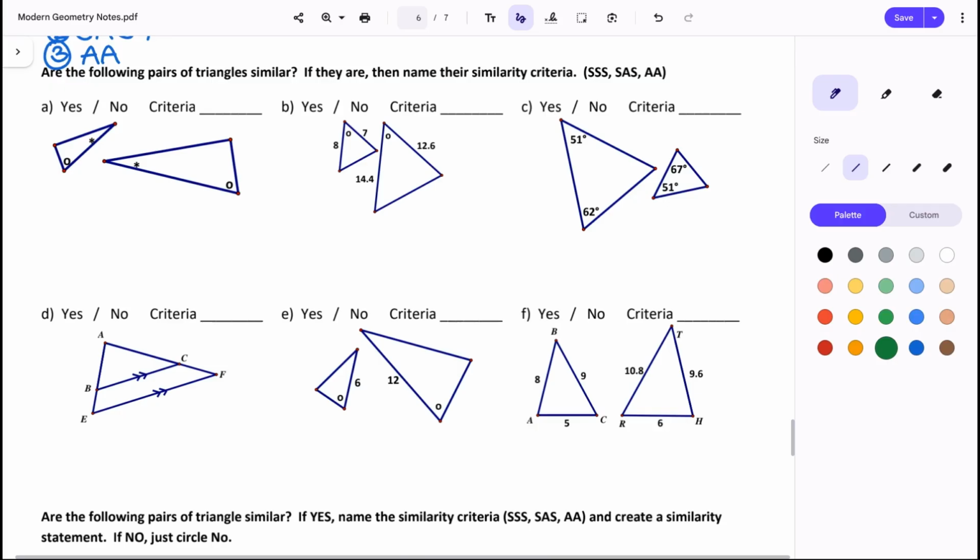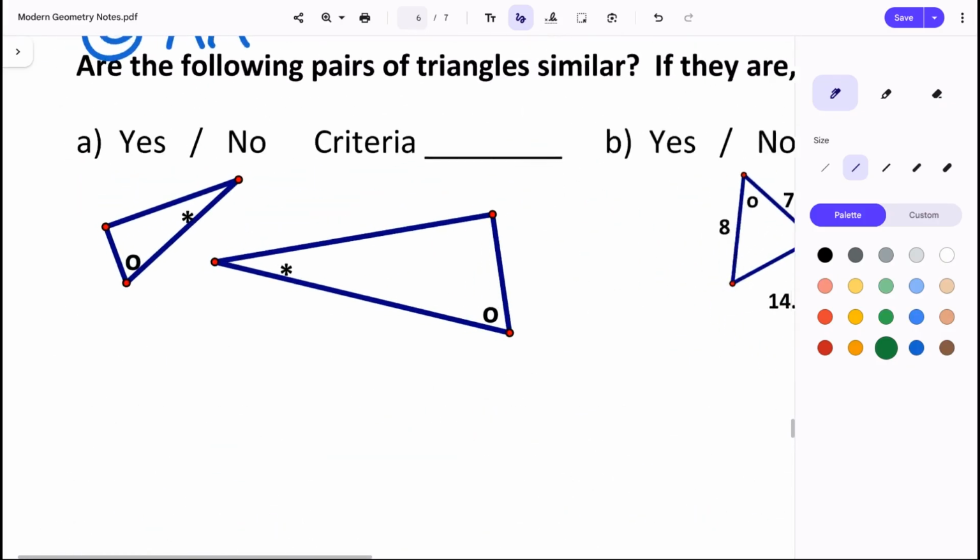If it does fit into those 3 and we're dealing with the ones with sides, we can't just say yes, side, side, side. You will have to check the sides before you can say yes and guarantee that it's similar. So let's do these together. We're just going to go through them one at a time.